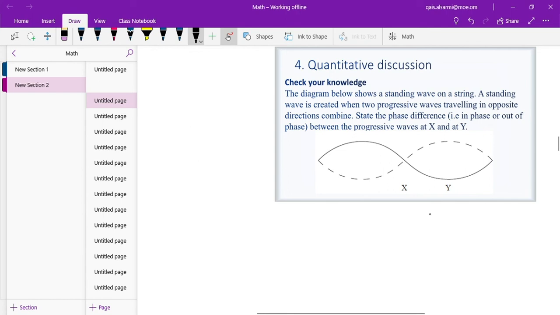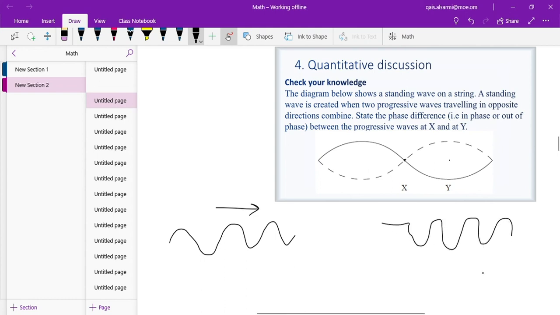y? So students, here there are 2 points given in the standing wave, point x and point y. They are asking in the question that these two progressive waves travel opposite to each other from different directions, and when both of these waves meet, how are they meeting at point x and how are they meeting at point y?